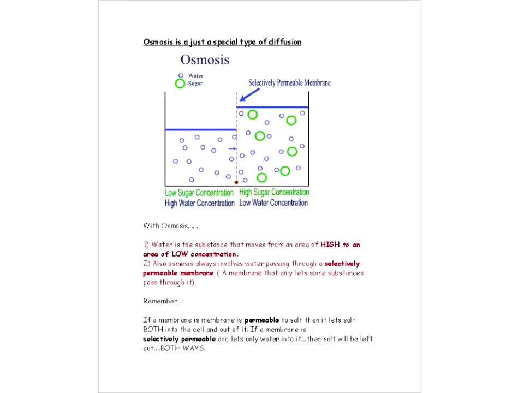Okay, so remember, if we call a membrane permeable to salt, then it lets salt in and out of the cell. But if the membrane was selectively permeable, for instance, it only let water in and out, then salt would be left out. In other words, salt could not come in or out. So if it was permeable to salt, then salt could come in and out. But if it was selectively permeable to water, that means only water is selected. Salt is not.